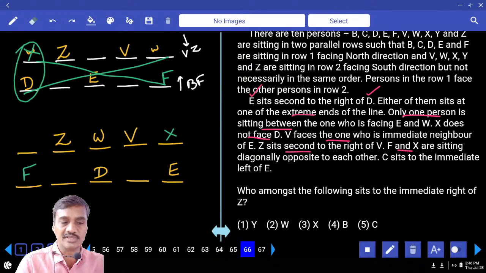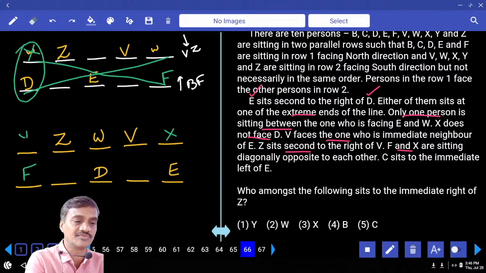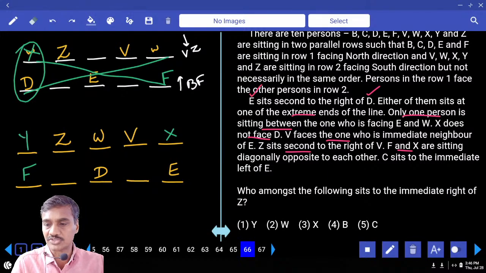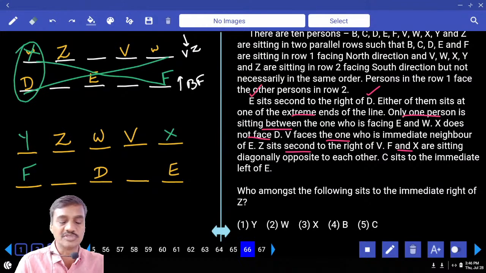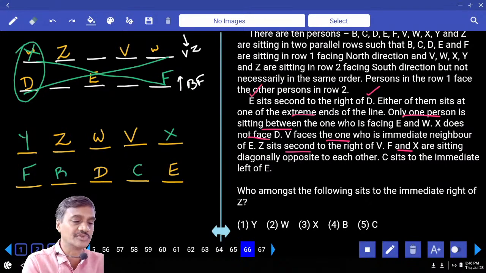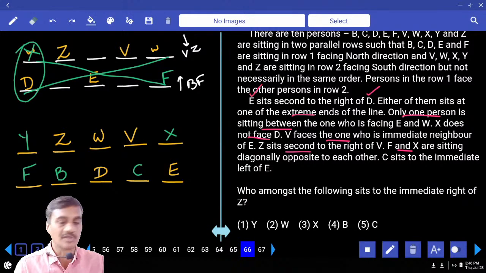And in the same way, who is the person left here in the first row? Y. And in the next row, C sits to the immediate left of E, so C is here. Now if C is here, the person who is left over is B. B is here. Clear now?